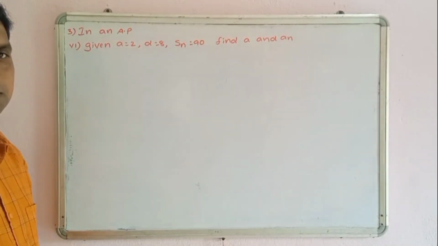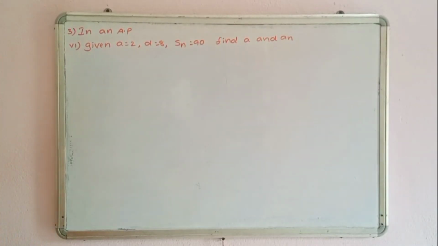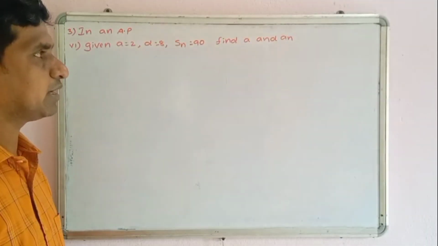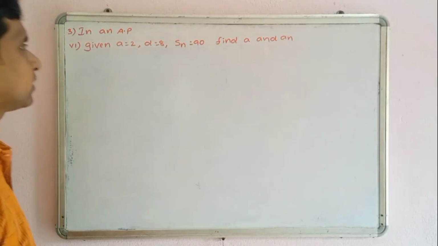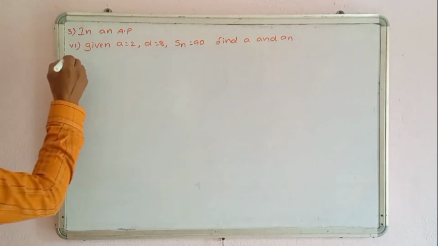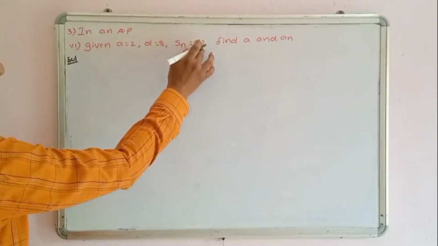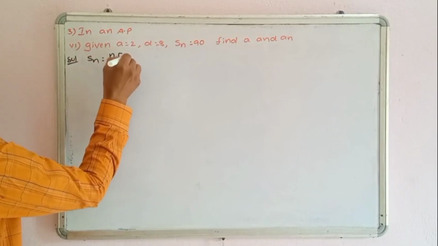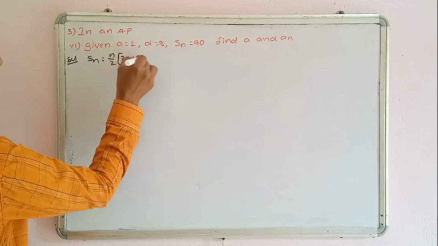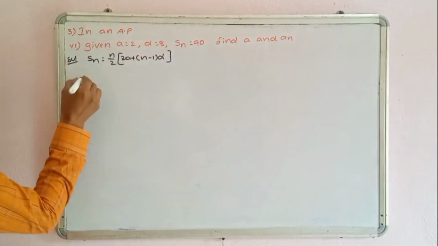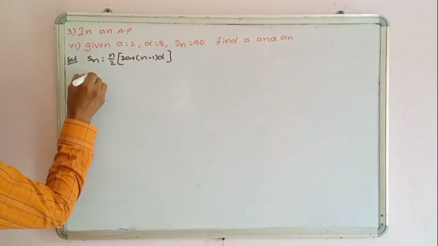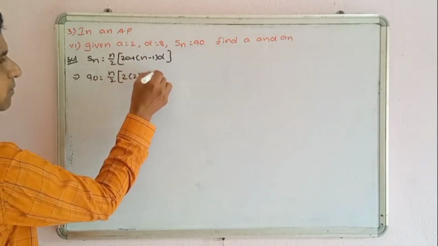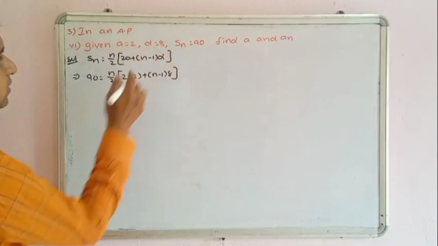So problem 6. In an AP given a equals to 2, d equals to 8, Sn equals to 90. Find n and an. See this problem. Okay. Given Sn equals to 90. What is the Sn formula? Sn equals to n by 2 into 2a plus n minus 1 into d. Okay. So here Sn is 90 equals to n by 2 into 2a value 2 plus n minus 1, d value 8.